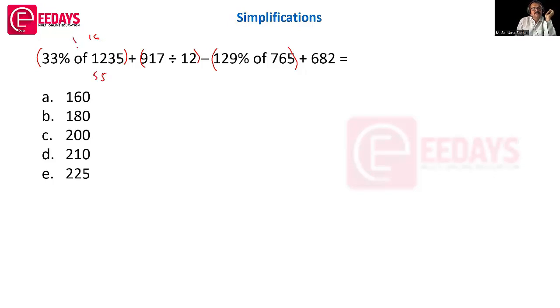66 plus 1, 67, 6. 33 plus 6, that is equal to 39. Okay, so this is equal to 397.55. Approximately 400, we will see later.